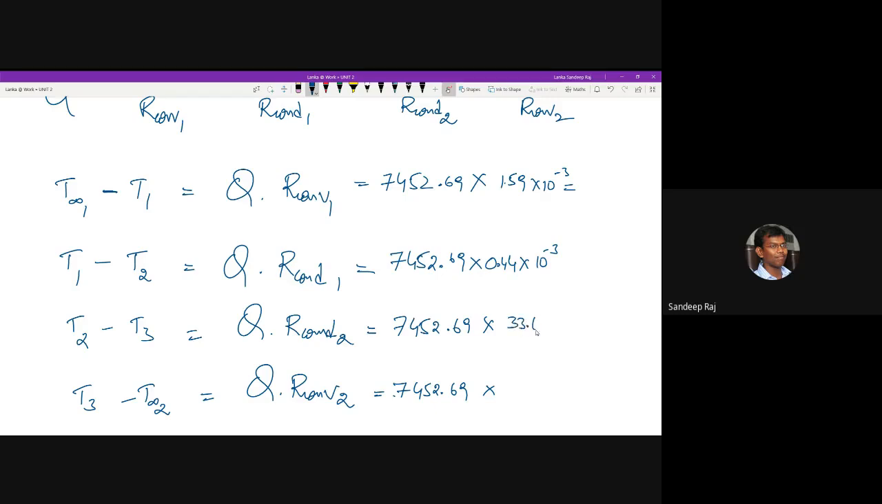This value is 33.65 into 10 to the power of minus 3. This value is 4.21 into 10 to the power of minus 3. So calculate and tell me these values. These values can be in Kelvin or degree centigrade. Both will be the same because it is the difference you are considering. Yeah, tell me.